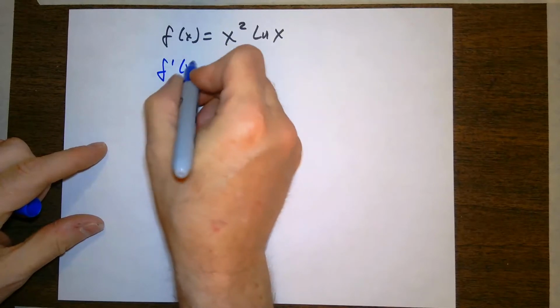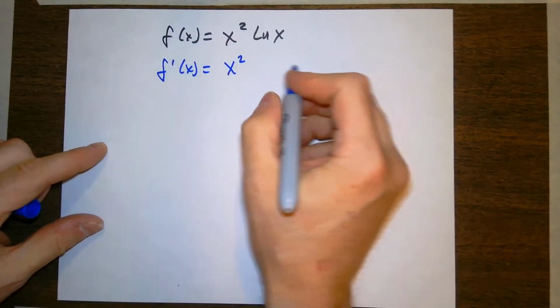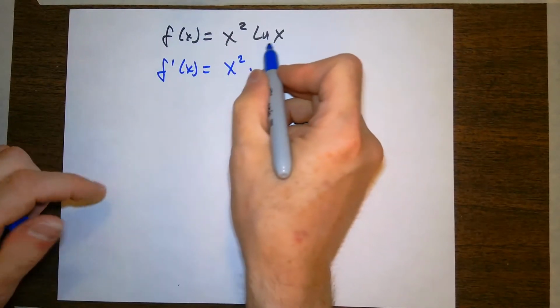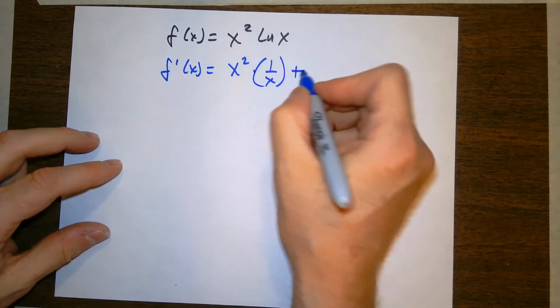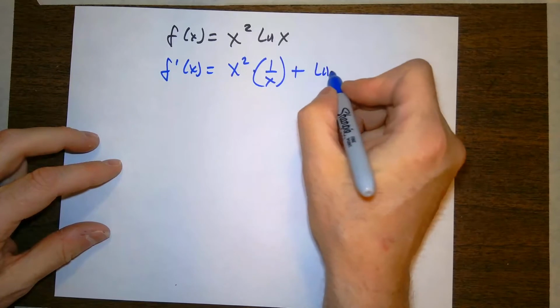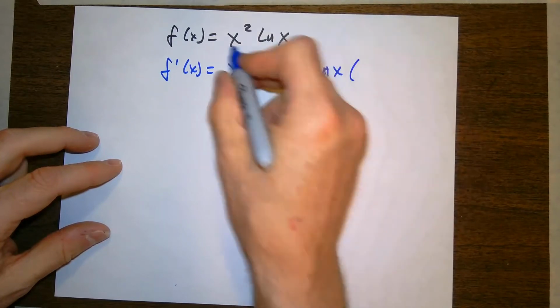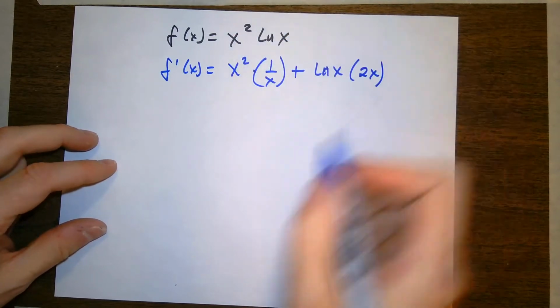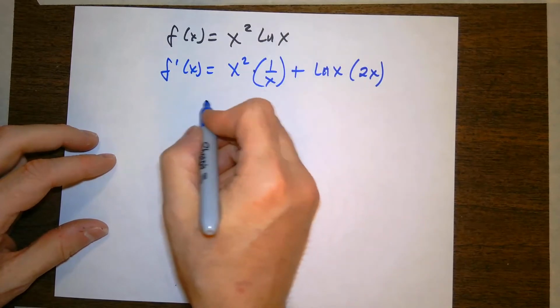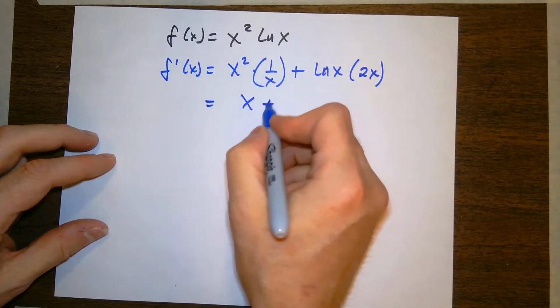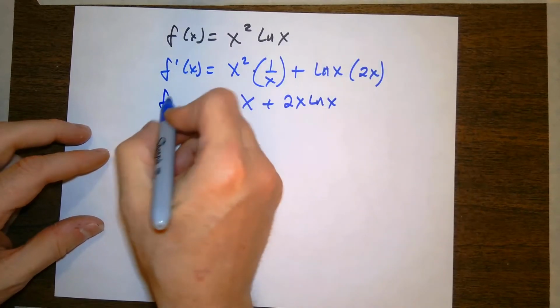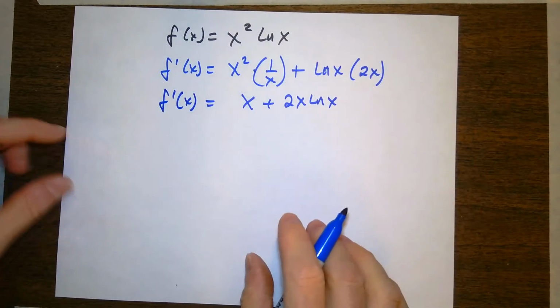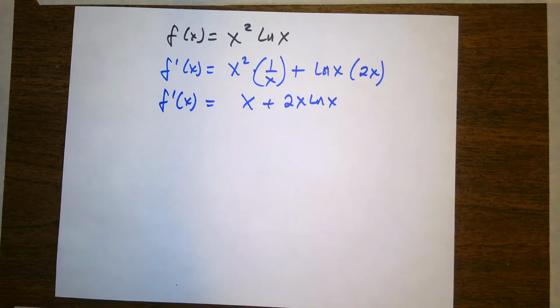So the derivative is going to be the first times the derivative of the second, which is 1 over x, plus the second, natural log of x, times the derivative of the first, 2x. So this is going to simplify to x plus 2x natural log of x. Hopefully that one wasn't too bad.